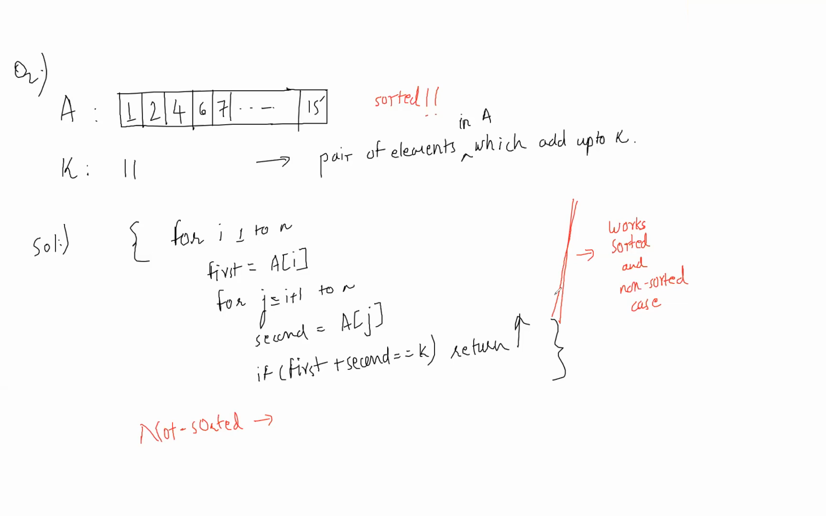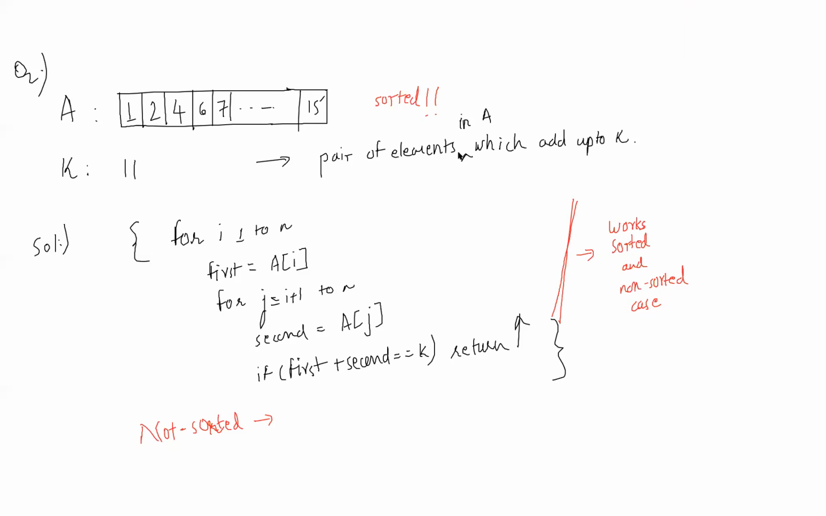Sir, we can use a two-pointer method, a left pointer and a right pointer, and we'll sum up the left and right pointer values. If that is greater than the key, then we will shift the right pointer to the left side, and if the sum is less than the key, then we will move the left pointer to the right side. Right. So I understand your solution.